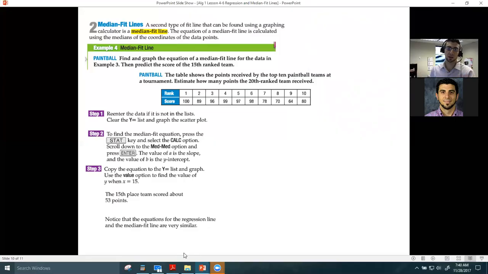They're both lines. The median fit line finds the midpoint of the first and second point, the midpoint of the second and third point, the midpoint of the third and fourth point, and uses those to calculate the line. Instead of the individual points, they kind of take the middle of each of the points. It's just a different technique. And again, you're not going to have to know how to do this by hand, but on the calculator, you want to know how to do it there.